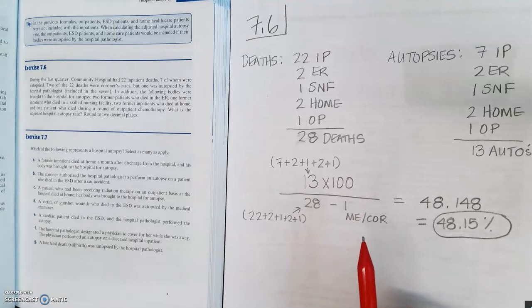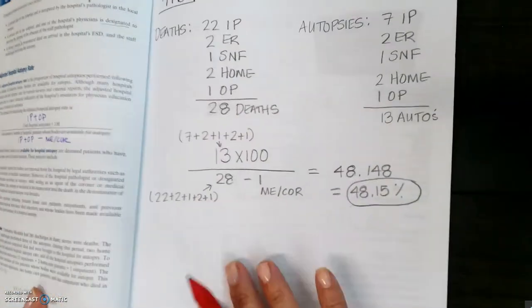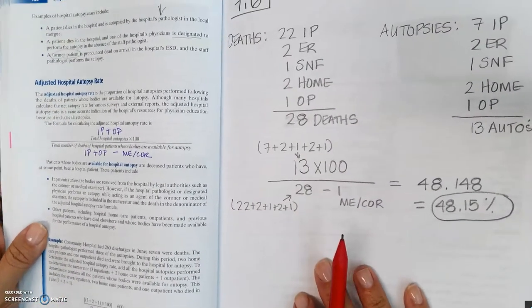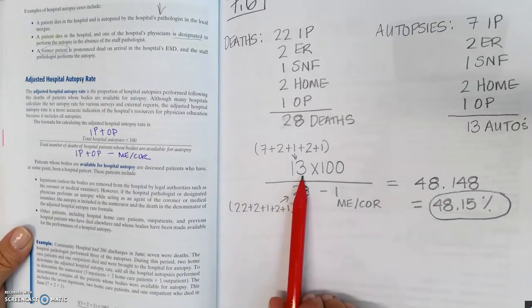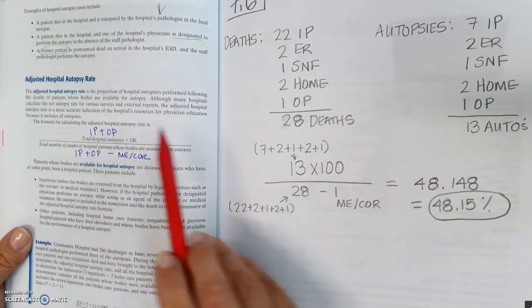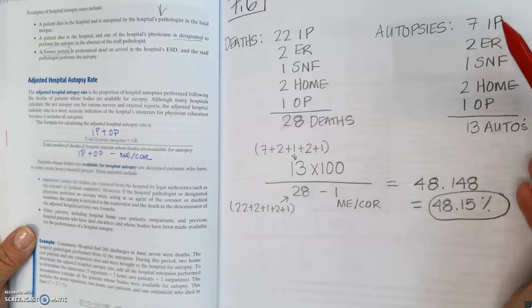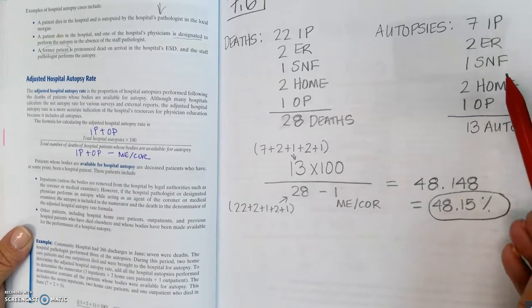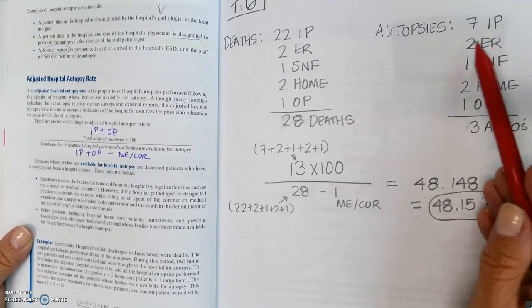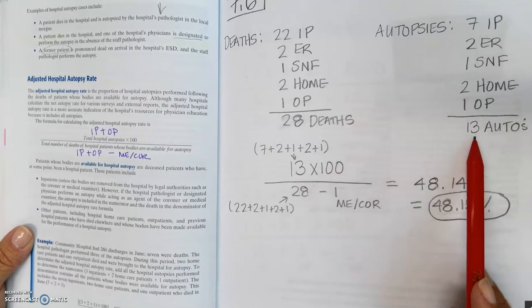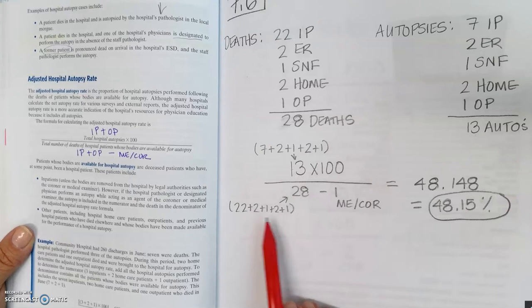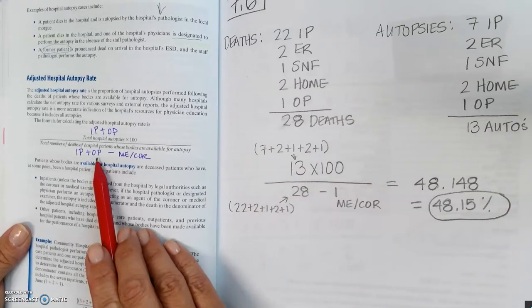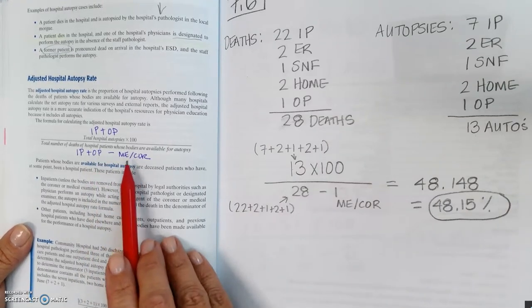So then it's time to set it up, right? And so we're going to set it up based on what I have on page 128. So we know we need the total number of hospital autopsies, which is inpatient plus outpatient. That's my list right here, right? So I've got all these inpatients, and the rest of these are outpatients. So we've got 13 autopsies multiplied by 100 over inpatient plus outpatient deaths minus coroner cases.